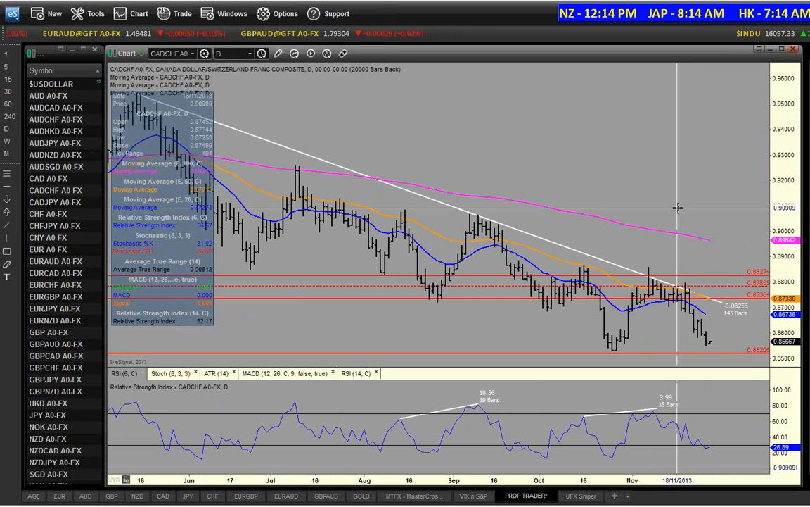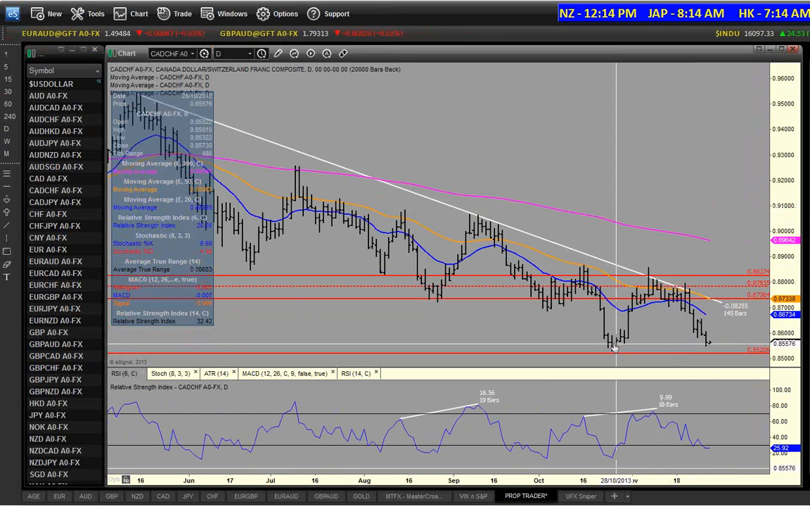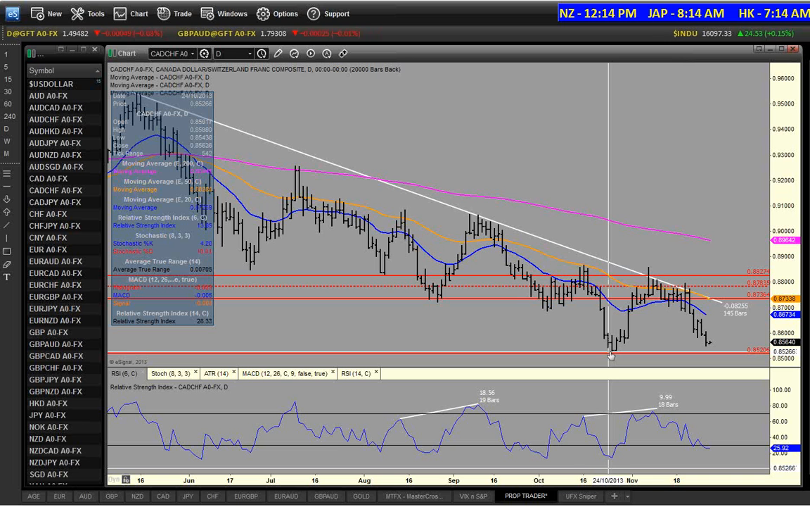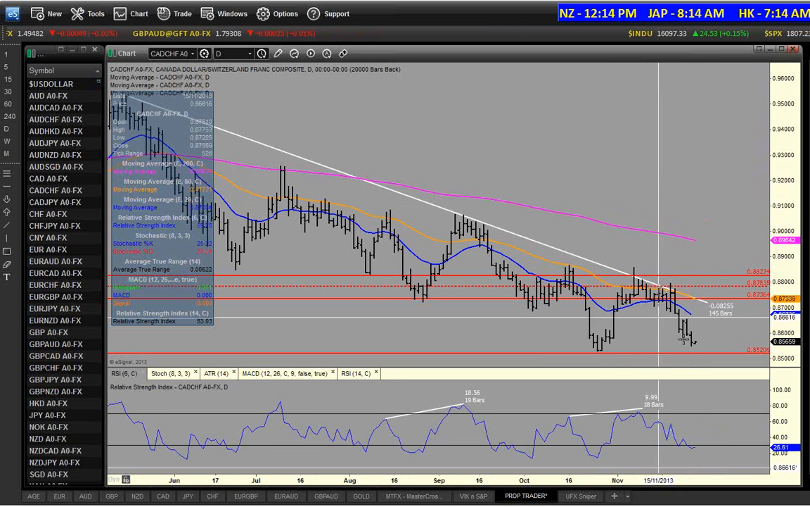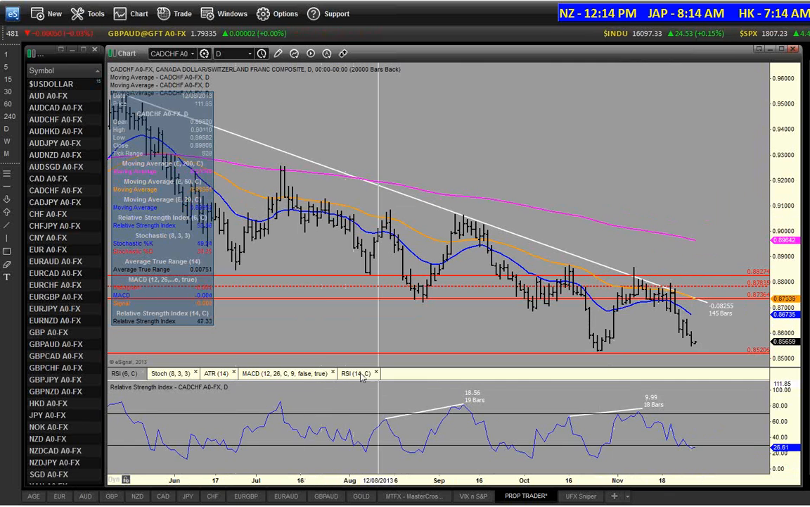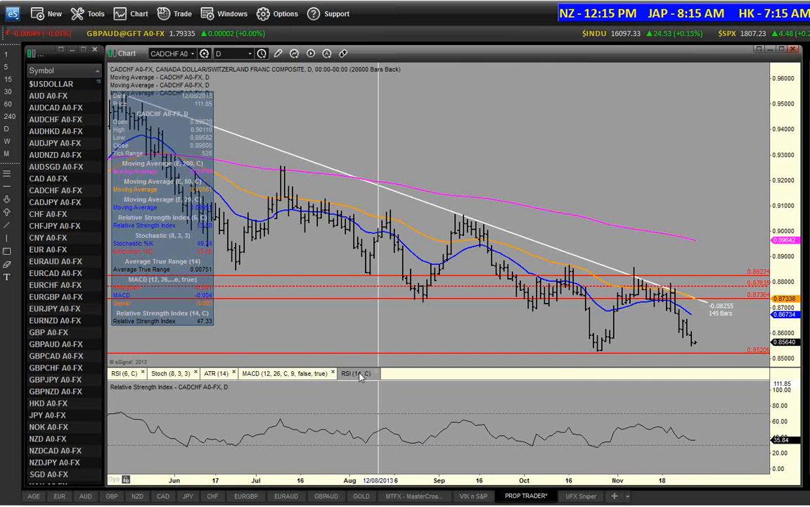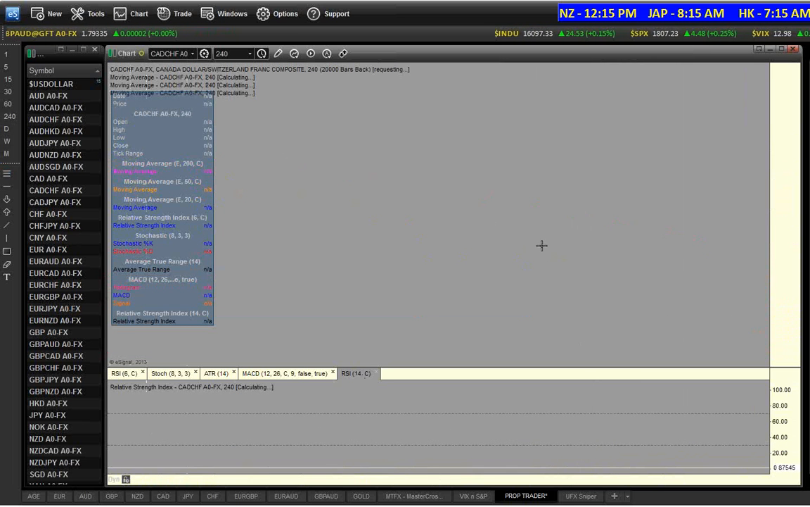CAD Swiss, yep, moseying along. Obviously not near the extension zones because we're not even past the previous cycle low. But yet, looking good. Not overcooked yet. Still quite a bit of movement to go on the RSI. You should be sitting happy and pretty on that. The 4 hour.